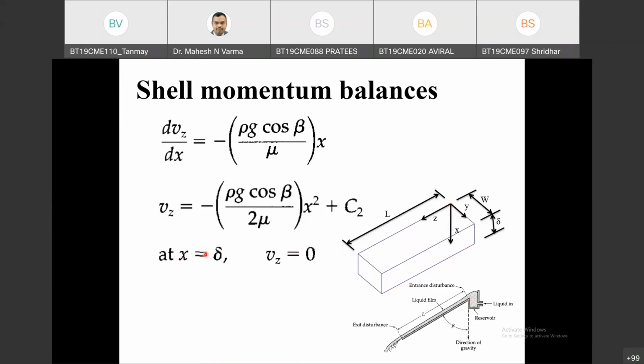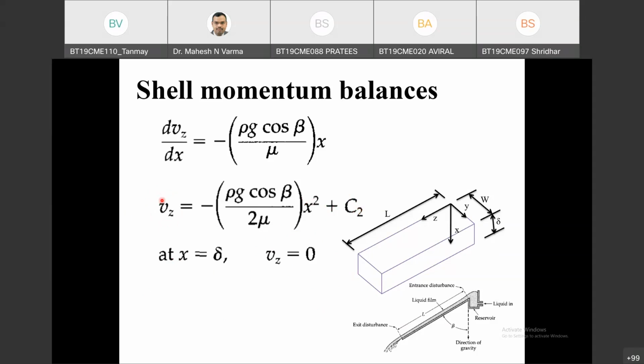Now substitute this boundary condition here and get the value of constant C2 and rearrange this equation to get the velocity profile. Substitute this x equals to delta, get the value of C2 and substitute this C2 in this equation, whatever C2 value you will get, rearrange the equation, that will give you velocity profile equation.